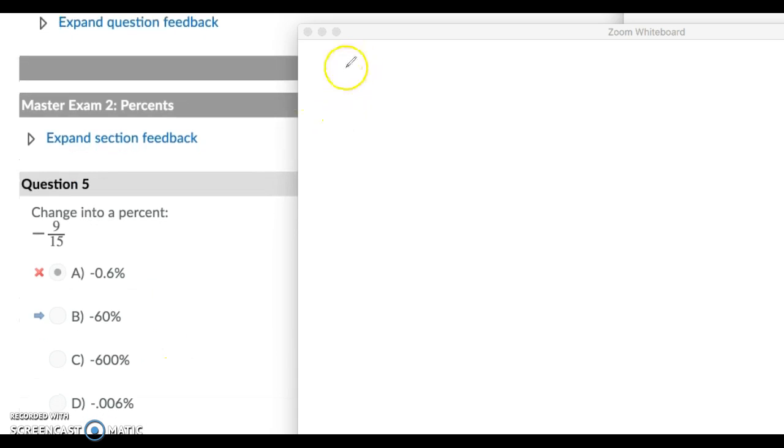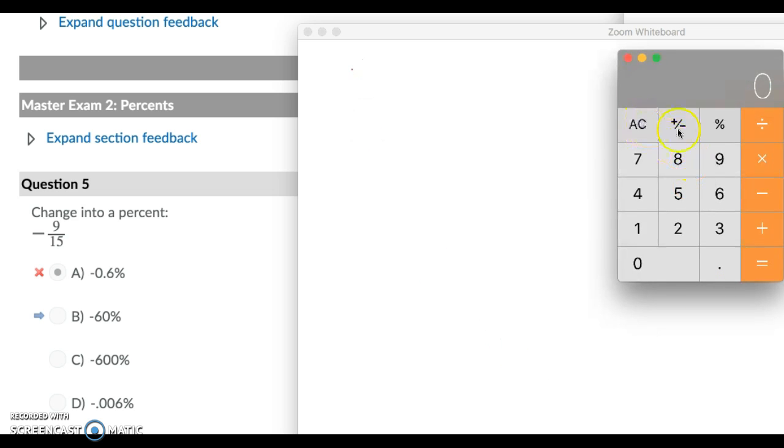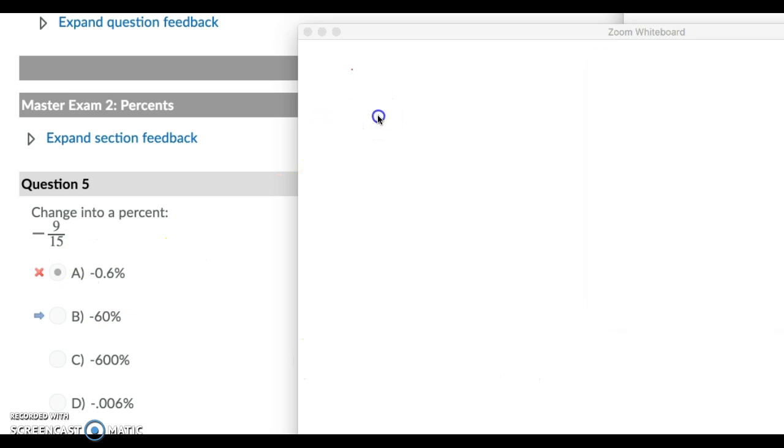Okay, change this into percent, 9 over 25, or sorry, 9 over 15. For these, all you do is 9 divided by 15. Now this is the decimal, so you did the decimal, but once we have the decimal, all you need to do is move this over 2 to get the percent. Sorry, that's wrong. It's 0.6, not 0.06.